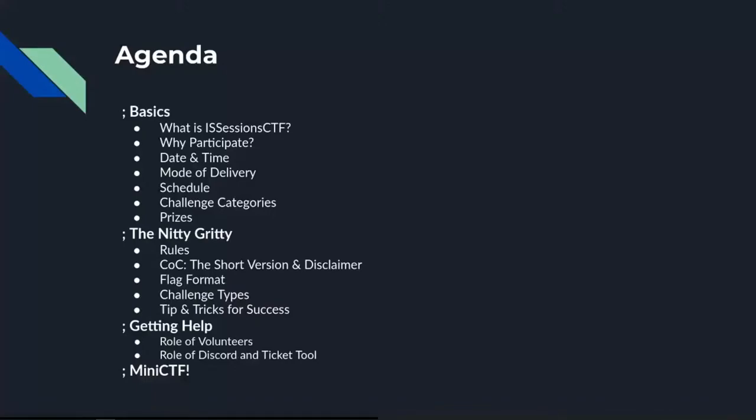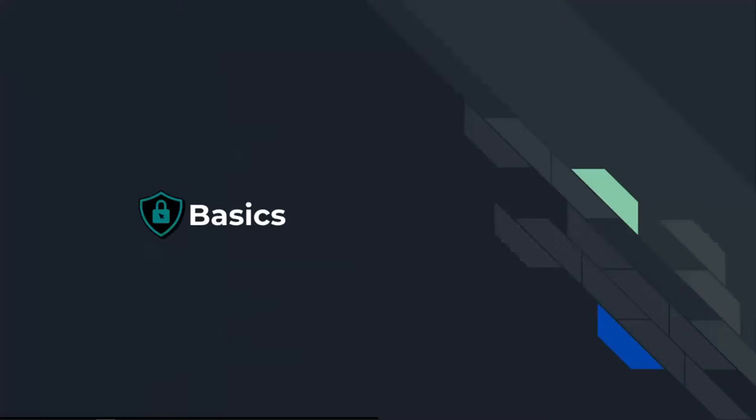We're going to go through some of the nitty-gritty, so like rules, the COC, just the short version, I promise. The flag format, different challenge types, what you should expect. And then we're going to get into sort of the role of volunteers and how you can actually get help during the CTF. And then, as I said, we're going to go through those practice challenges at the very end to do that test that I spoke about. So let's get into the basics.